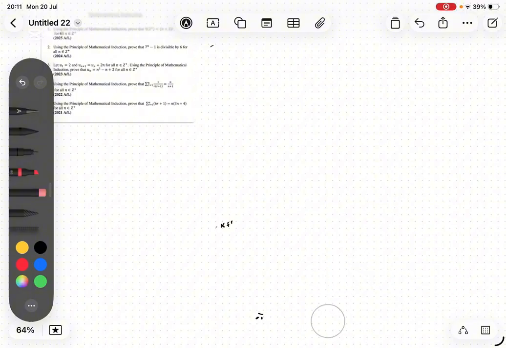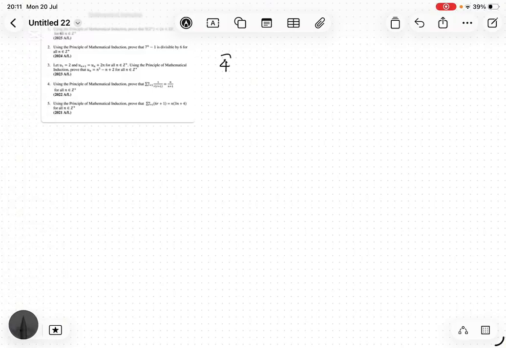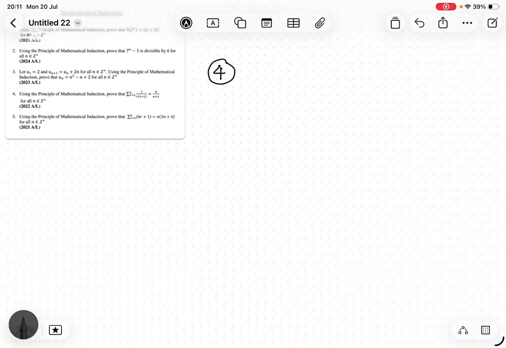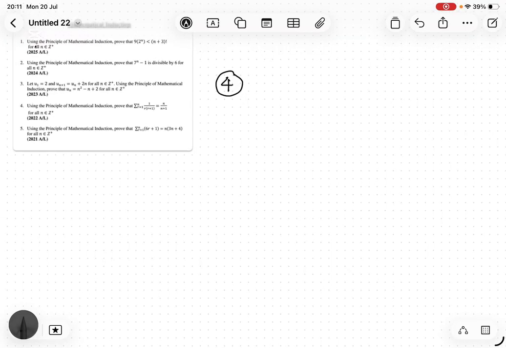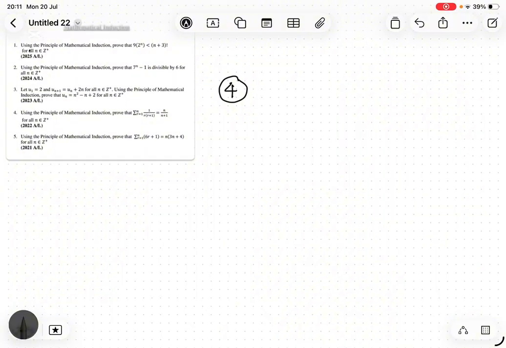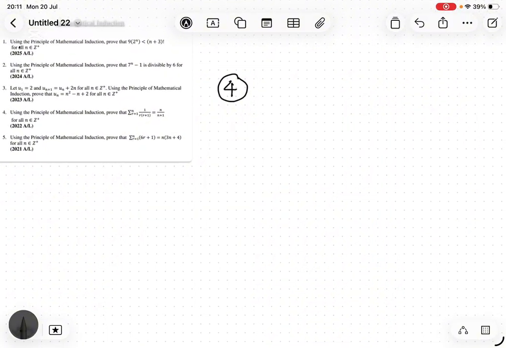Right. And then question number 4. Right. Using principle of mathematical induction, you have to prove that sigma r equals 1 to n, 1 over r into r plus 1 is equal to n over n plus 1. Okay, right. This is what we have to prove. Sigma r equals 1 to n, 1 over r into r plus 1 is equal to n over n plus 1.